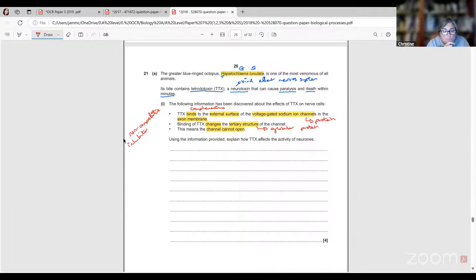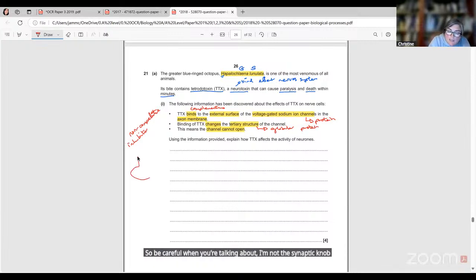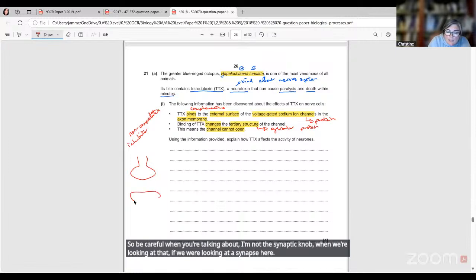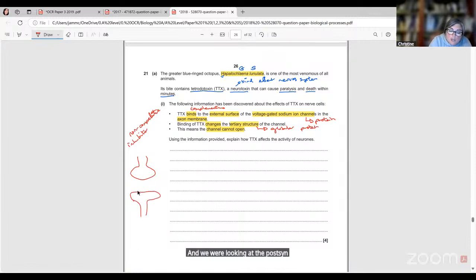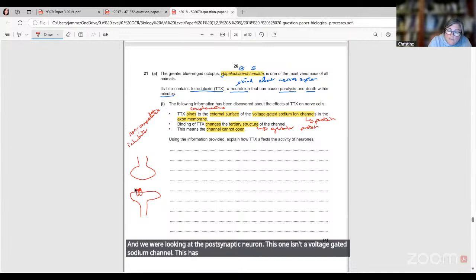So be careful when you're talking about, I'm not the synaptic knob. If we were looking at a synapse here and we were looking at the postsynaptic neuron, this one isn't a voltage-gated sodium channel. This has receptors for the neurotransmitter that's going to be released, the acetylcholine. So therefore, we have to be aware that we're talking here about affecting the voltage-gated sodium ion channels in the axon membrane, because that's what they told us in the question.